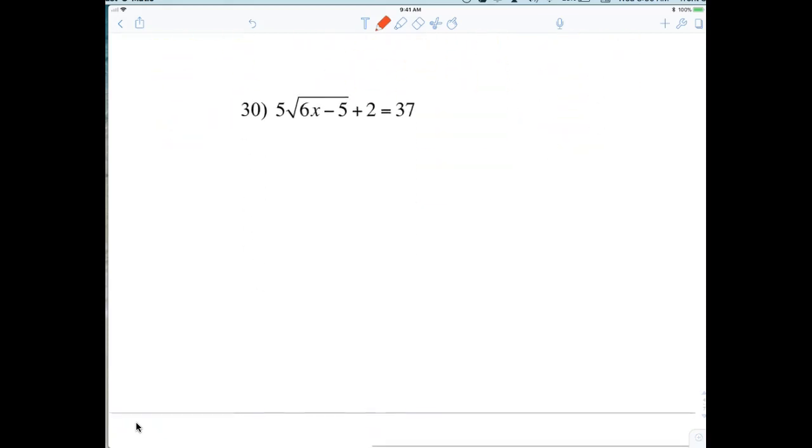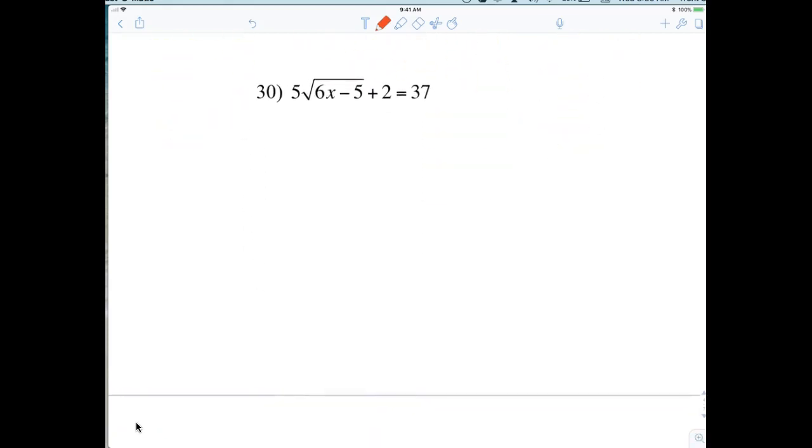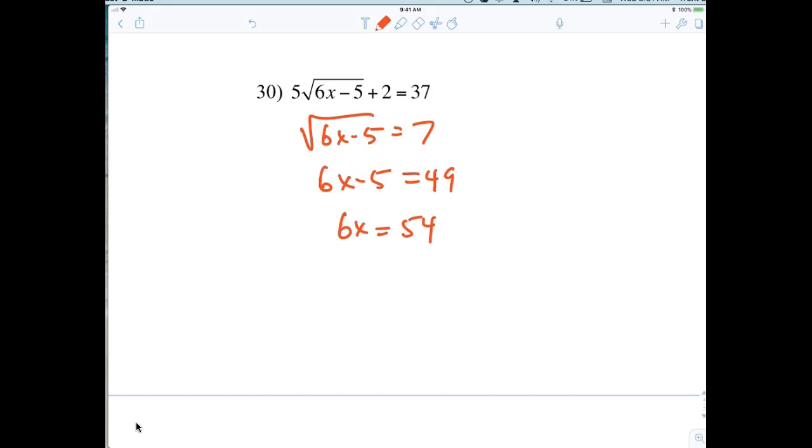All right. Now again, let's isolate the radical. Subtract 2 and divide by 5. What does that give me? The square root of 6x minus 5 equals 7. Everybody happy with that? Now what? Square. 6x minus 5 equals 49. 6x equals 54. So x equals 9.